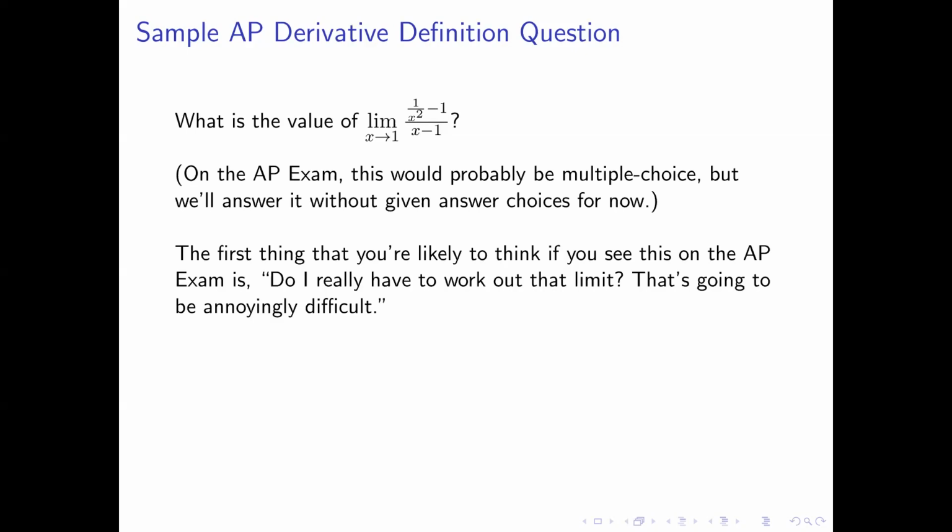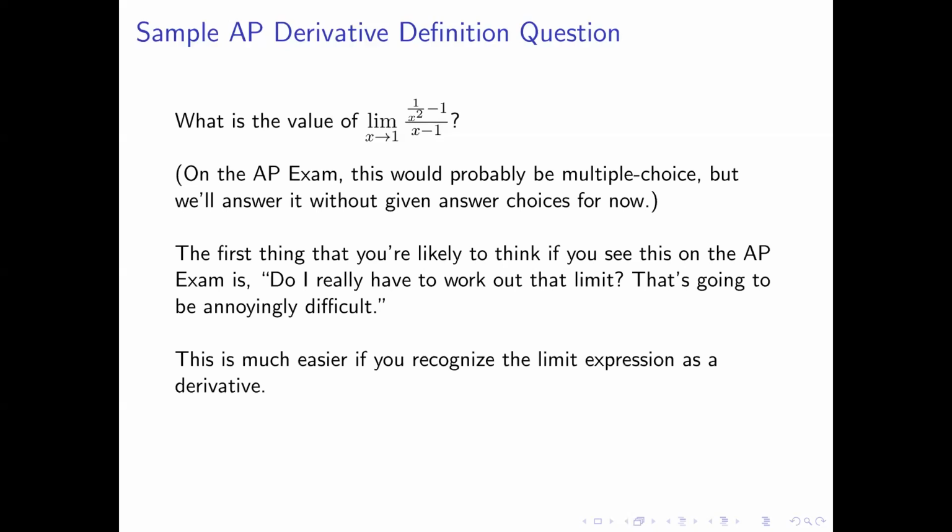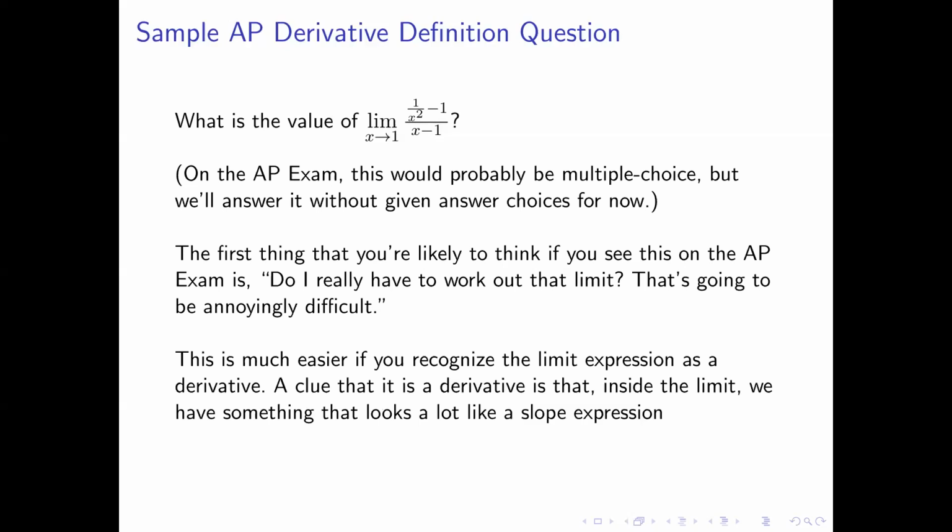So if you look at this on the AP exam, one thing you might think is, how am I supposed to evaluate that limit? That will be annoyingly difficult at the very least because it's a fairly complicated expression inside the limit. But if you recognize that that limit is a derivative of a function, it becomes much easier to figure out what this limit is.